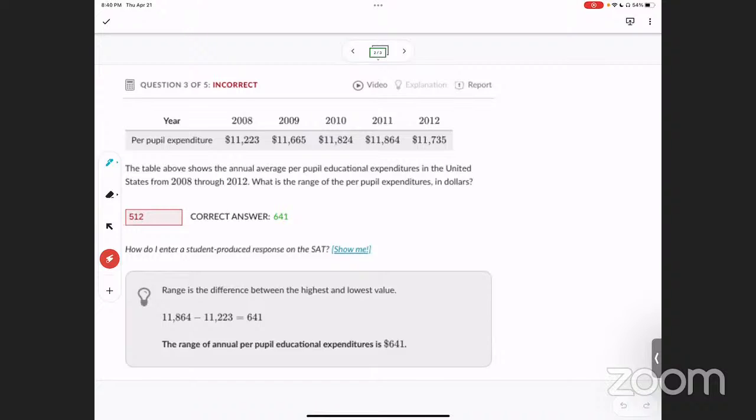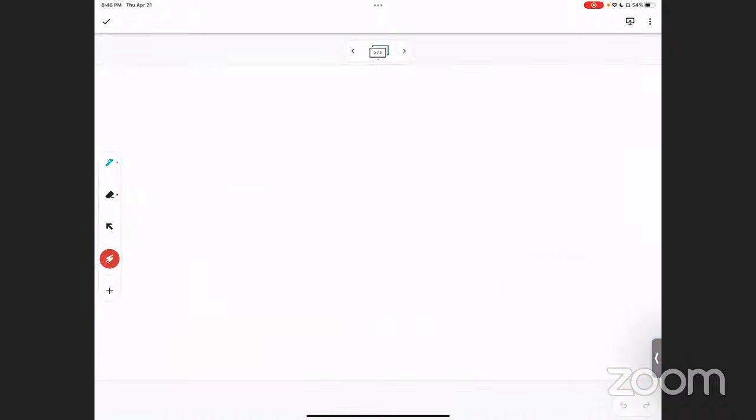Got it. Remember the range is the difference between the highest and the lowest, right? We talked about that, I think, before. So there's the highest value and the lowest value is right here. So the range is that minus that, which happens to be that. Okay. You got some more?